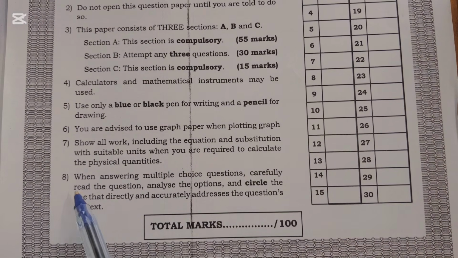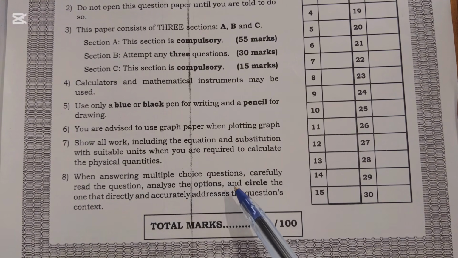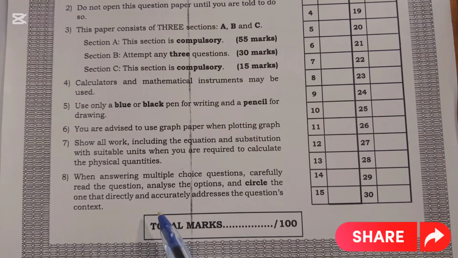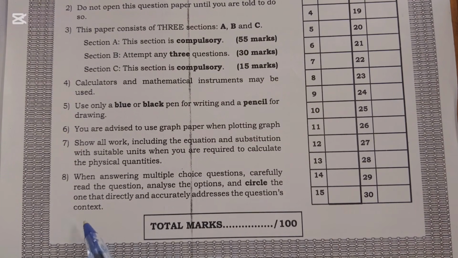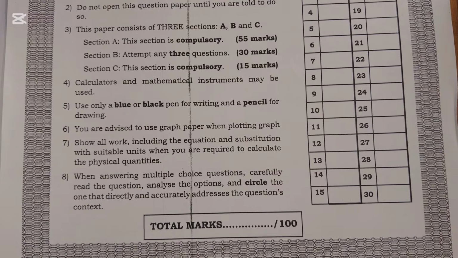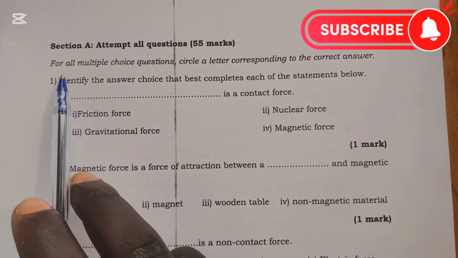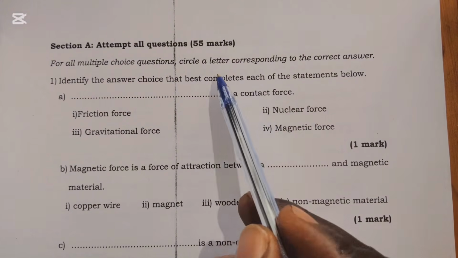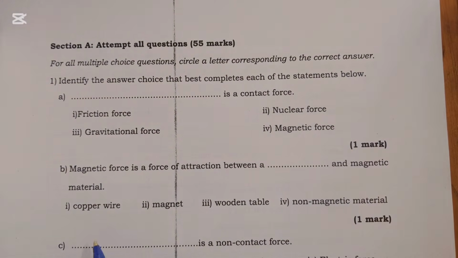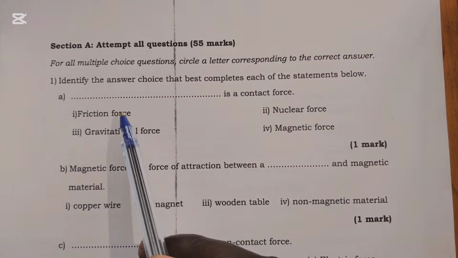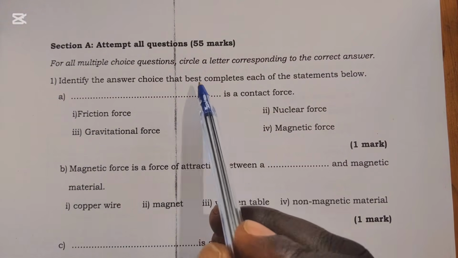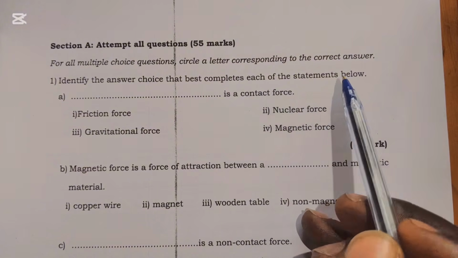Before starting here, we have to read this last instruction. When answering multiple choices question, carefully read the question, analyze the option, and circle the one that directly and accurately address to the question's context. Okay. For section A, attempt all questions. For multiple choices questions, circle a letter corresponding to the correct answer. First, identify the answer choice that best completes each of the statements below.